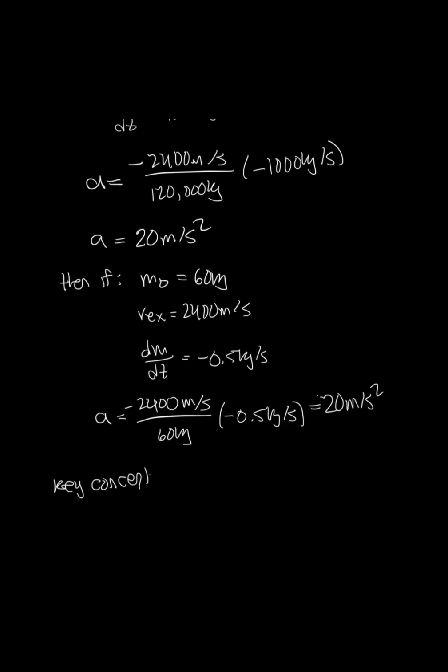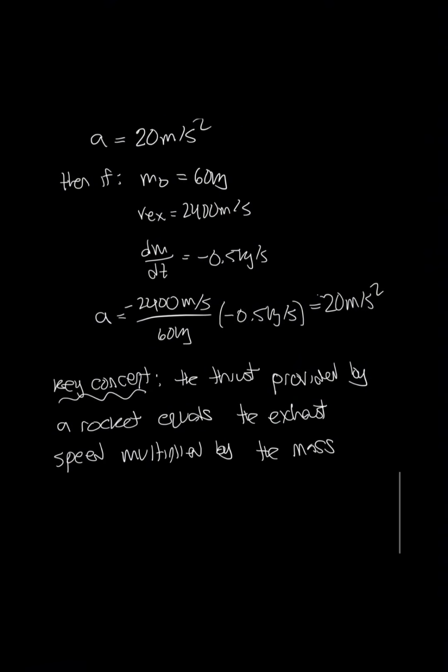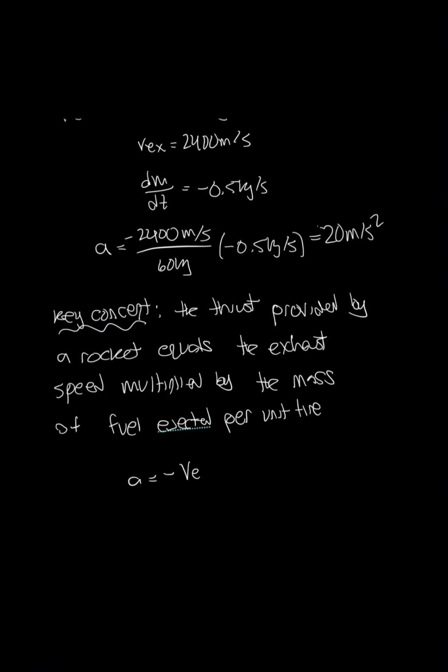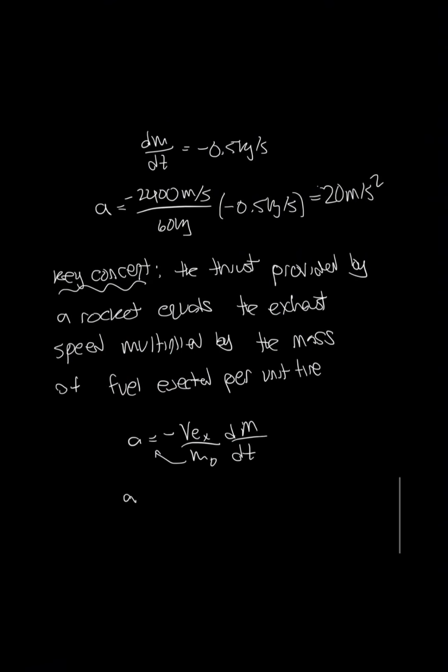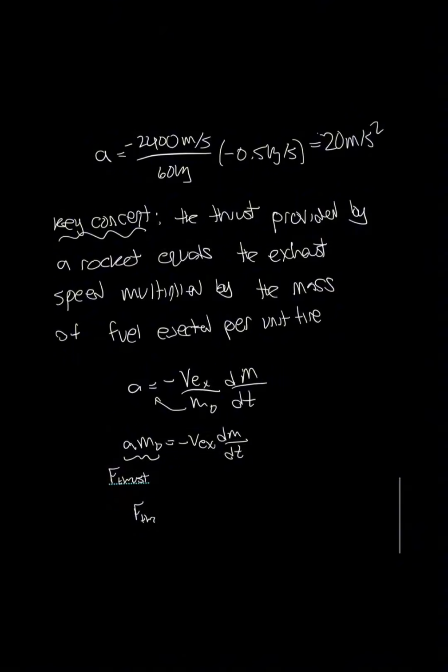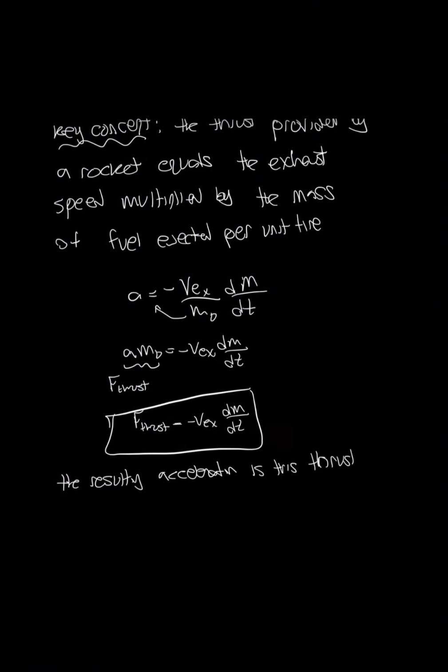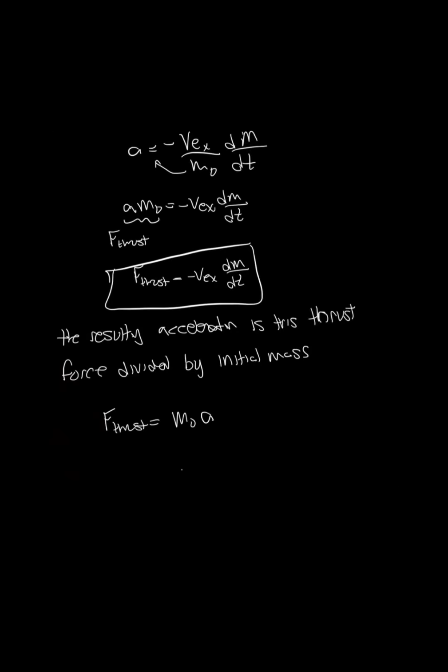And a key concept is that the thrust provided by a rocket equals the exhaust speed multiplied by the mass of the fuel ejected per unit time. And this can be seen by looking at our equation here. If we bring the initial mass to the other side, we know that force is equal to mass times acceleration. So this is going to be equal to the thrust force. So we can plug that in. So this is the relationship between the thrust force and the change in mass over change in time. And we can also see that this results in this expression here. So the resulting acceleration is the thrust force divided by the initial mass.